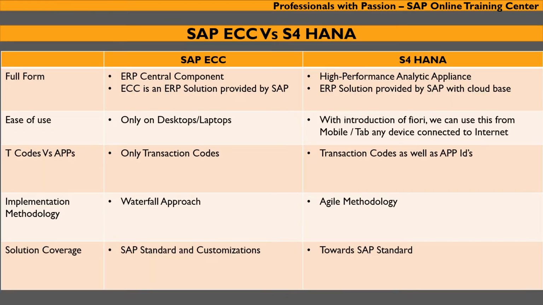Coming to the differences, what is the full form of SAP ECC and what is the full form of S4 HANA? ECC stands for ERP Central Component, and ECC is an ERP solution provided by SAP. HANA stands for High Performance Analytical Appliance, which is also an ERP solution provided by SAP.